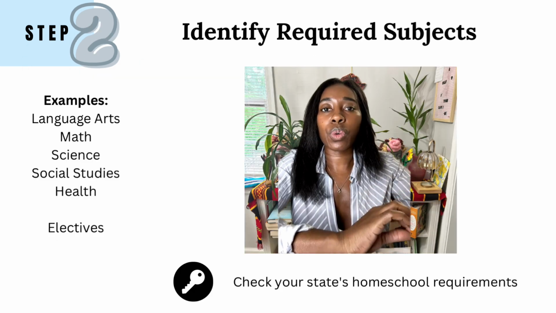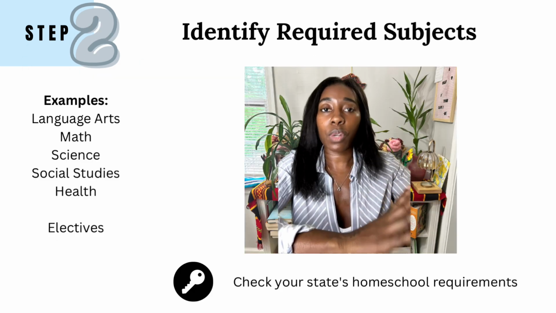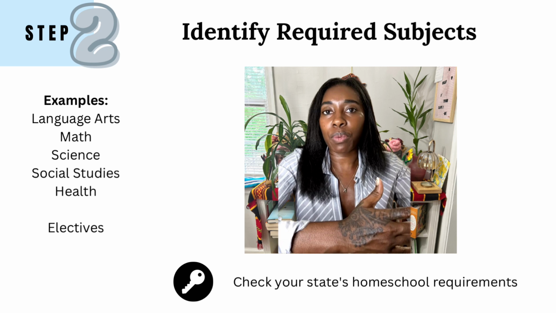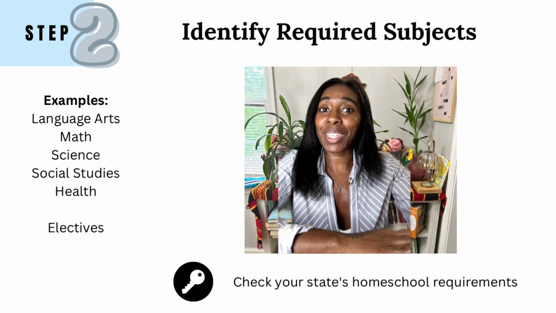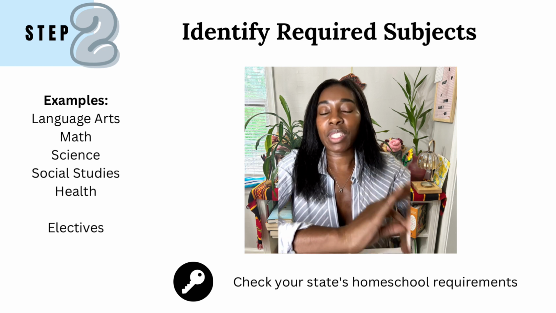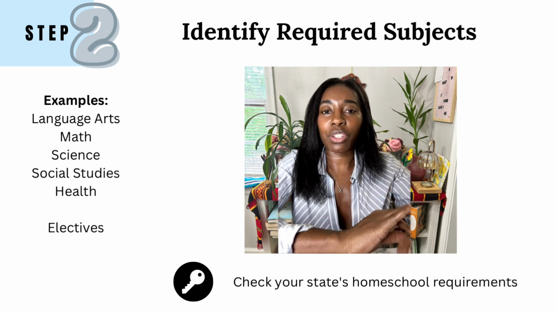Step two, you're going to identify the required subjects. Of course, we have our core subjects: language arts, math, science, social studies, but there's also health and other electives that you might want to add to your homeschool curriculum. One key point is to check your state's homeschool requirements first. Everyone's state differs greatly. You want to make sure you're following the laws.